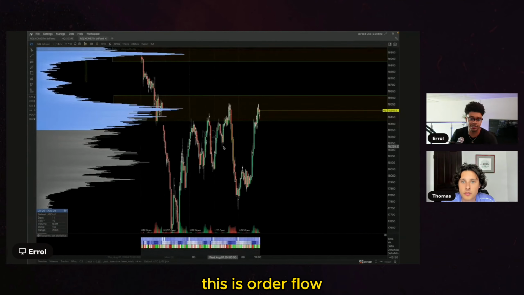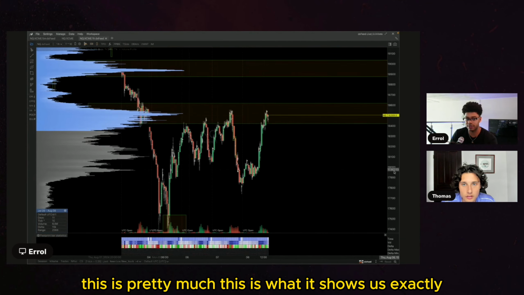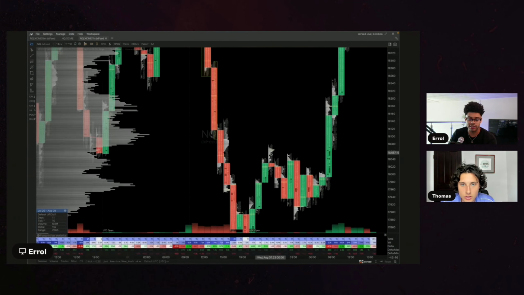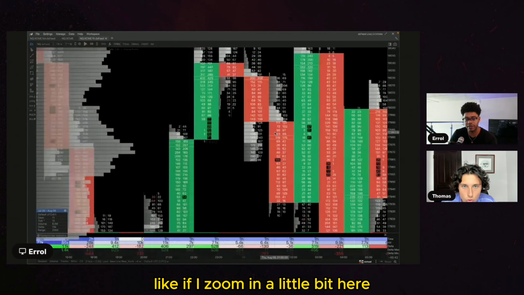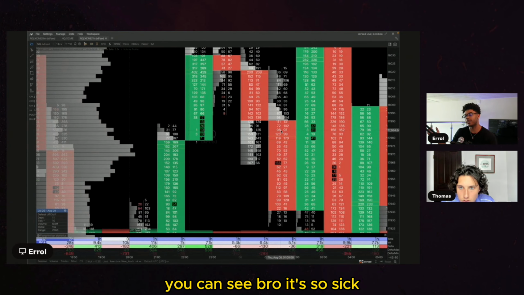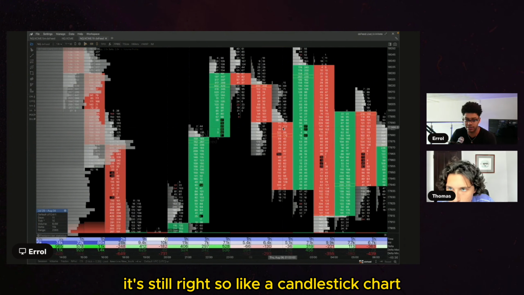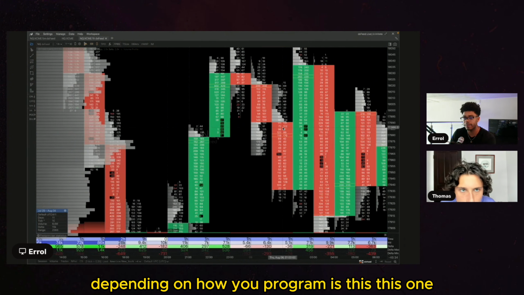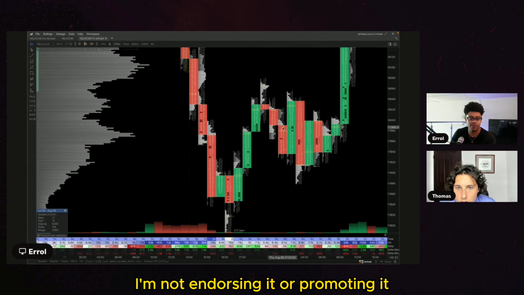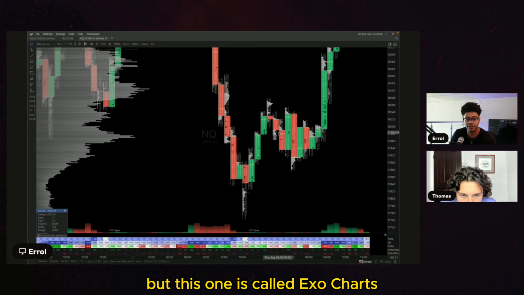But over here, Thomas, this is order flow. If I zoom in a little bit, you can see exactly, so on the left side, within each candle, it's like a candlestick chart. This program, I'm not endorsing it or promoting it, but this one is called ExoCharts.